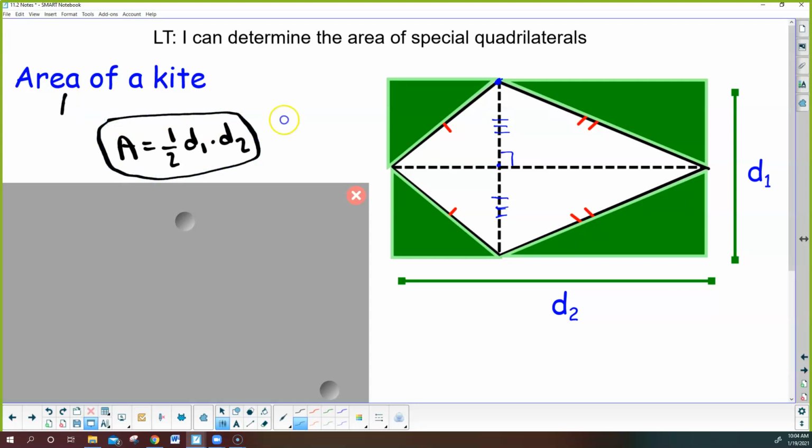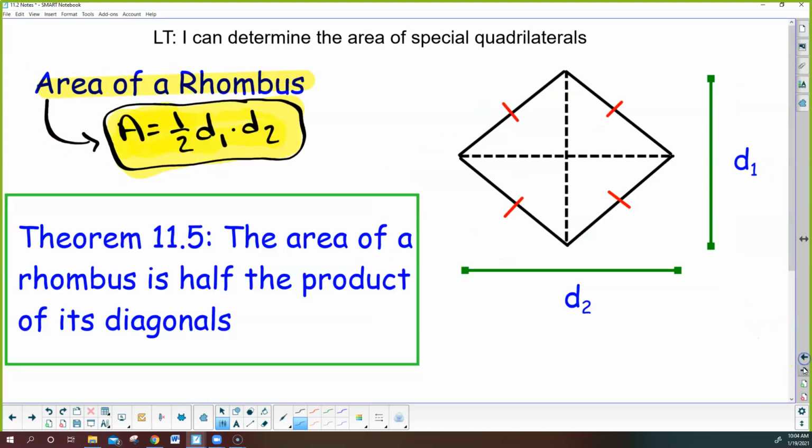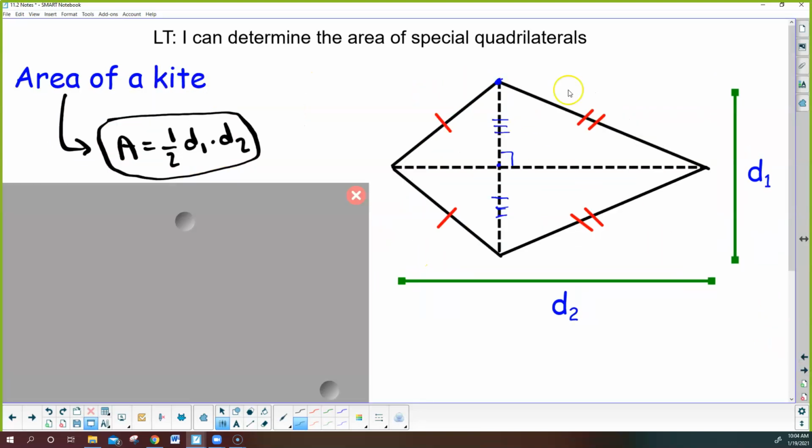So I would go ahead and write this one. And actually, let me do this. I'm going to jump back so those green boxes aren't there. But that's how we found this formula: we just based it off of a rectangle, and then we realized that the kite fills up half of the rectangle. So area of the kite, 1/2 diagonal 1 times diagonal 2.